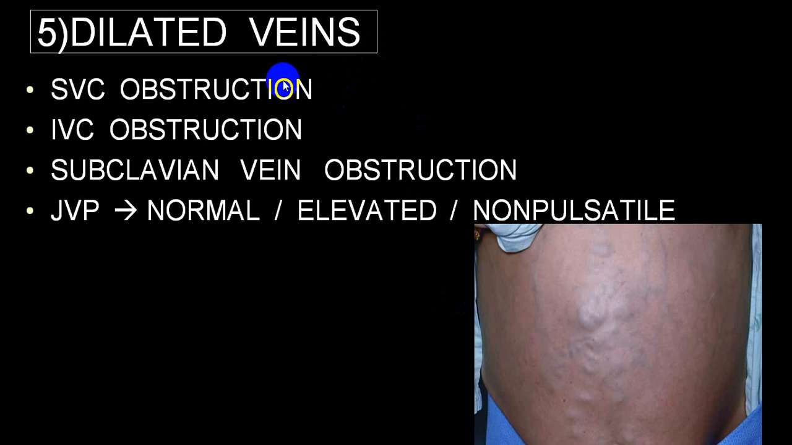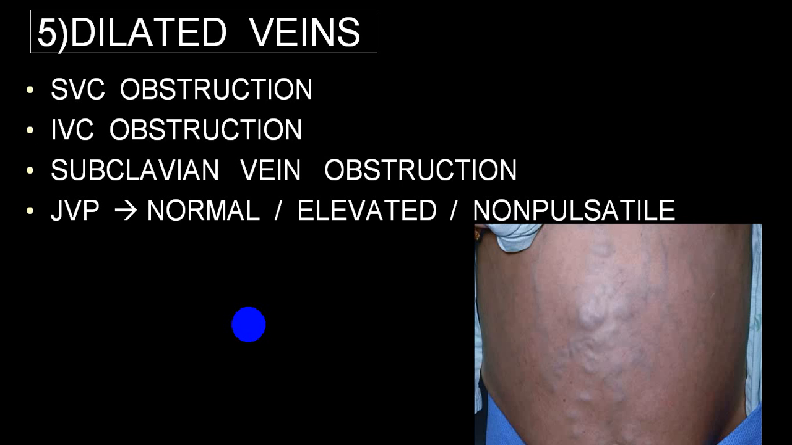Dilated veins are very important in superior vena cava and inferior vena cava obstruction. We already mentioned this during alimentary system examination. We'll be stressing a little bit on subclavian vein obstruction. In a case of subclavian vein obstruction, over the thorax close to the shoulder you will see dilated veins over the chest. And in case of superior vena cava obstruction, you will see dilated veins over the chest as well as abdomen, vertical dilated veins, tortuous veins, and blood flow is from above downwards.